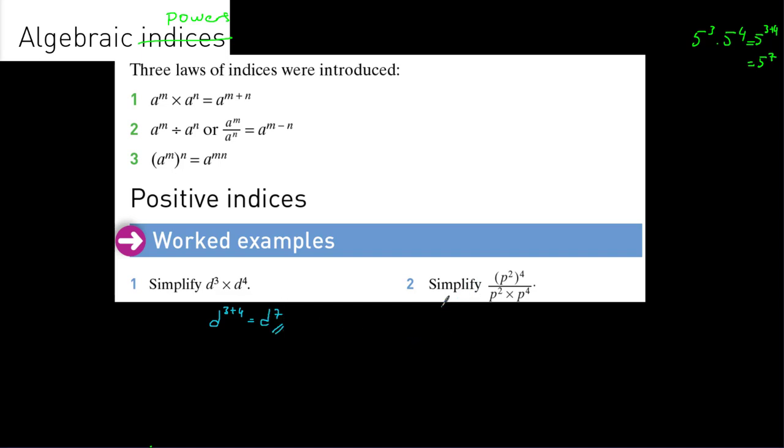And what about this part here? We have two expressions, the denominator and numerator. p to the power of 2 times 4 up, it should be, and down p to the power of 2 plus 4. So up it is p to the power of 2 times 4, which is 8, and down it's going to be p to the power of 6. Then the result should be equal to p to the power of 8 minus 6, which is equal to p to the power of 2, or p squared, it has to be.